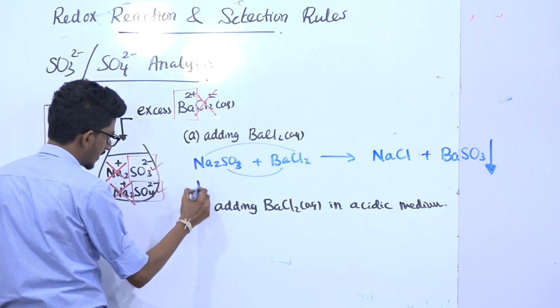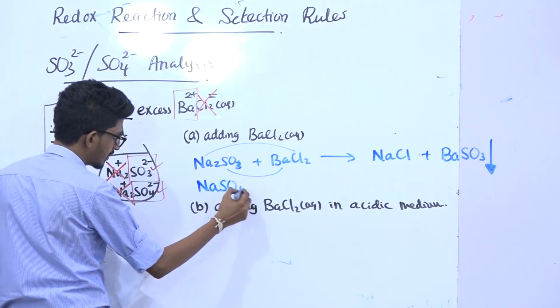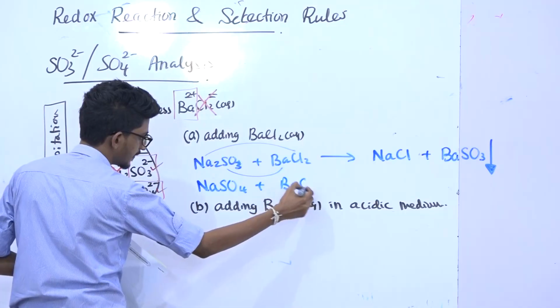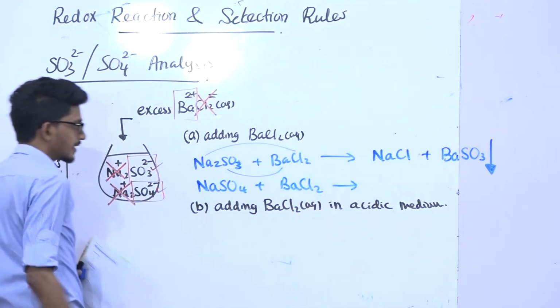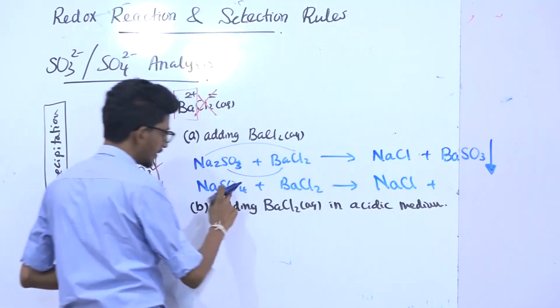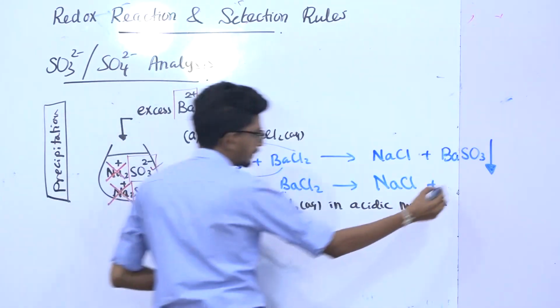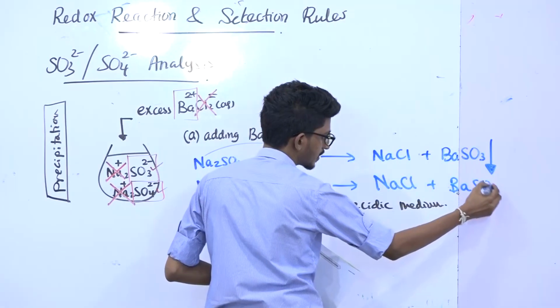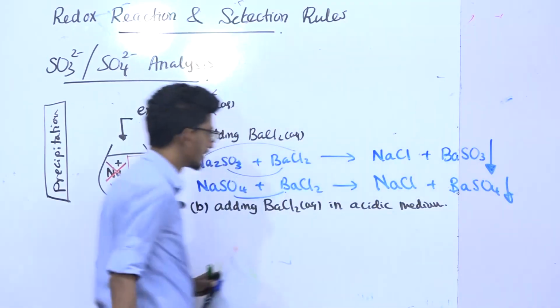This guy will also react. Sulfate will also react with the barium chloride. So sodium chloride, and this is barium sulfate. This guy barium sulfate, that is your precipitate. So we need to balance the stuff, right?